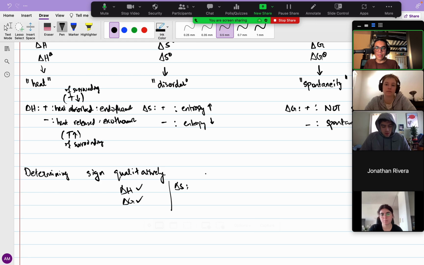So let's talk about processes that increase entropy. Here's some of them. Mixing. Any kind of mixing will always increase entropy. That's pretty simple to understand. Initially, you had the pure components, and now they're mixed. There's more disorder, there's more chaos now. Does that make sense? Yep. So any kind of mixing will increase entropy.